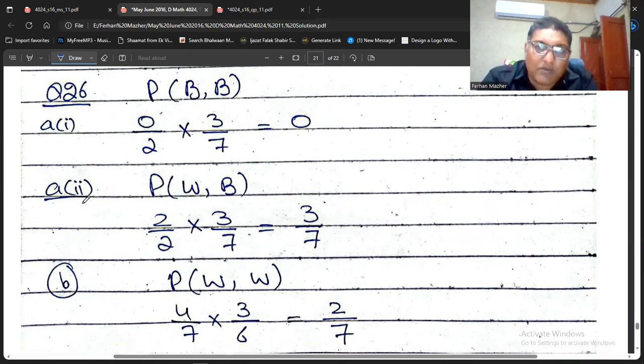From the first box, getting a white ball is 2 by 2, and from the second box, getting a black ball is 3 by 7. So it will be 3 by 7. When you simplify 3 by 7, 3 by 7 is the right answer, sir.